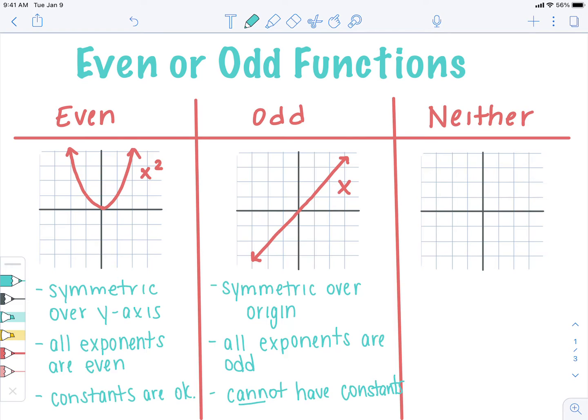Any function that isn't even or isn't odd would be considered neither. So those are going to be our functions that are not symmetric. And we have lots of options here for different functions. It might be something like if I move my parabola over, it's no longer symmetric. This would be something like x minus 2 squared. So we're going to end up having a combination of even and odd exponents.